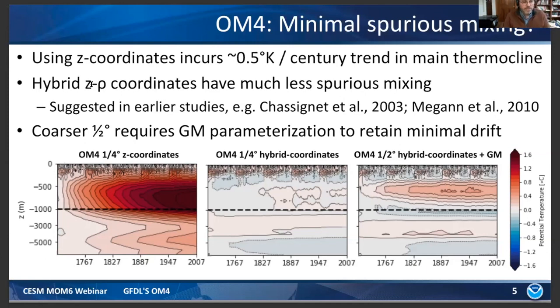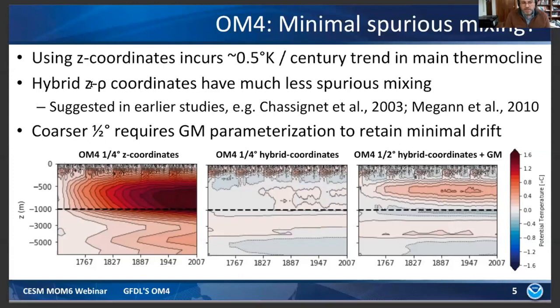And on the left there, you see a horizontal average Hovmöller plot of horizontally averaged temperature with depth and time. And you see this big red blotch, and that is basically heat uptake and large drift of order a degree per century, or a half degree per century. And in comparison with the hybrid coordinate, we were able to get the drift pretty much close to 0.